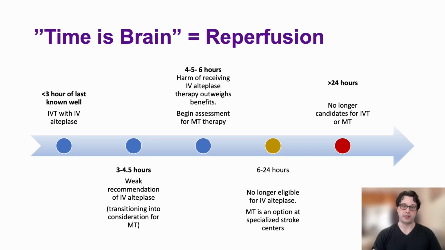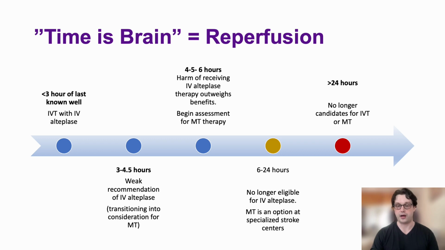We have many times heard the expression that time is brain, and this is usually connected to perfusion. So taking a look at the time frame, in less than 3 hours of last known well, we can consider intravenous thrombolysis with IV alteplase. From 3 to 4.5 hours, there's a weak recommendation of using IV alteplase, and we're going to be transitioning into consideration for mechanical thrombectomy. From 4.5 to 6 hours, there's some harm of receiving IV alteplase, and this therapy may actually outweigh the benefits, and we should begin to assess for mechanical thrombectomy therapy instead.